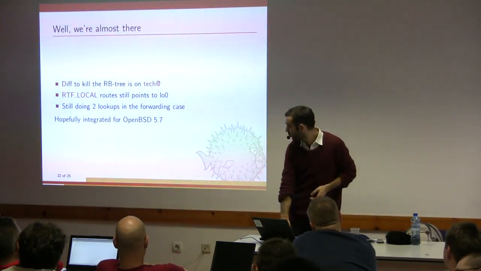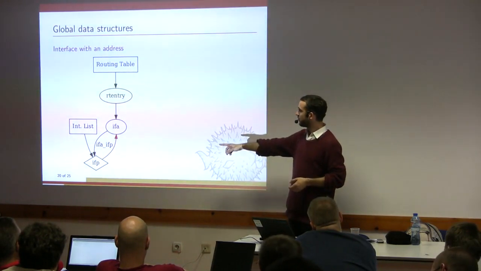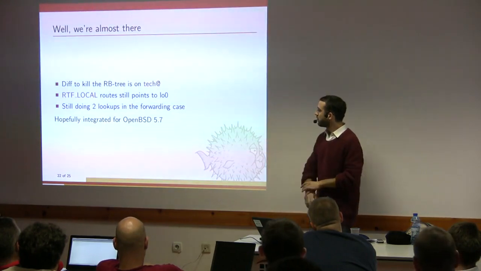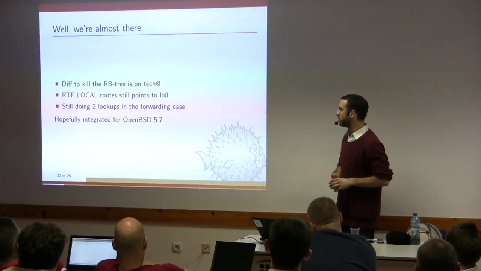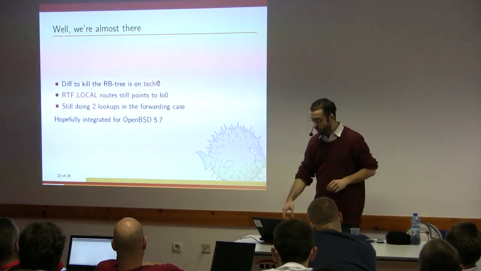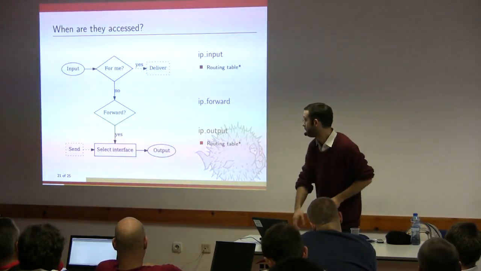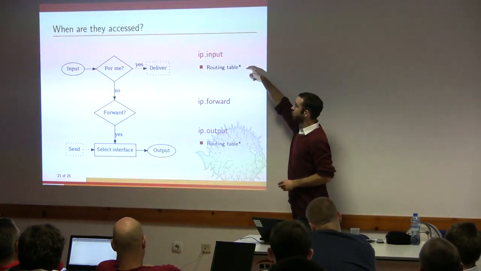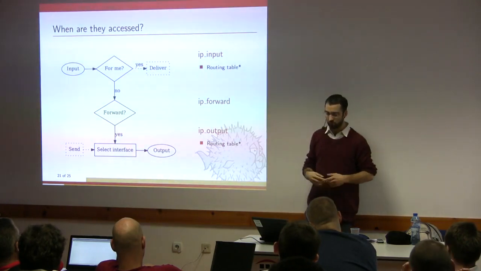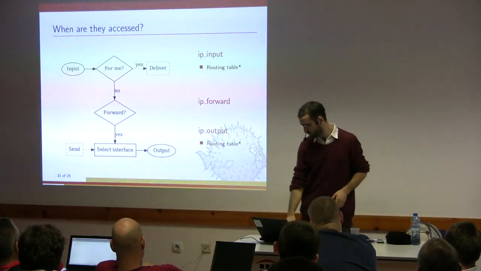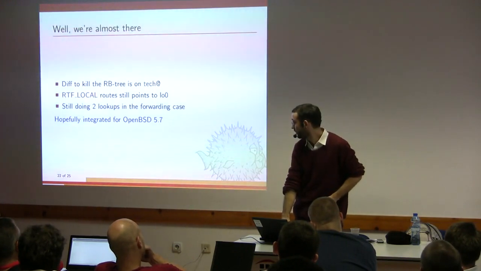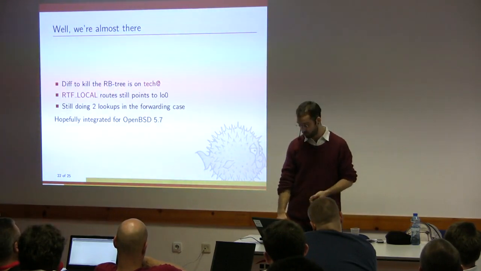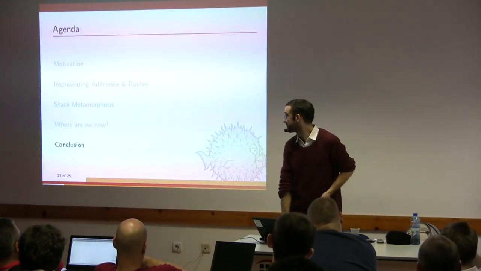The second point means that there's still a link between the interface and the routing entry. It's not removed yet, but that's a part of the removal of the KEMS hack. And I was lying when I was saying there's only one lookup. I'm sorry. With the diff that I sent, in the forwarding case we are actually doing one lookup here and another one here. But that's just some code shuffling to have only one instead of two. Hopefully that will be integrated in 5.7. Well, it depends how many dragons this will find, so I hope you will test it.